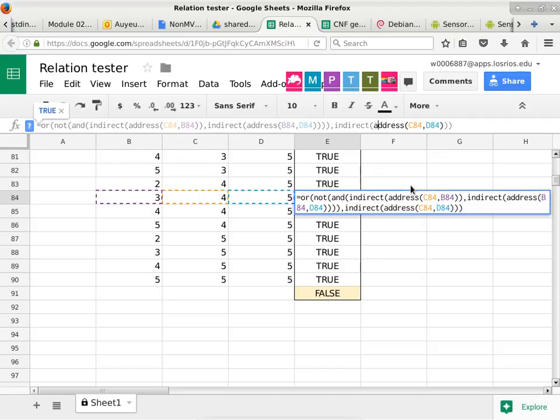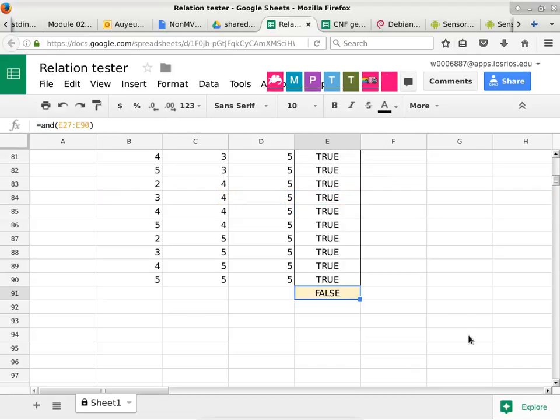So that's why when you look at the equation all the way at the bottom, which is this one here, it is looking at the previous 64 cells and asking, are they all true? Because if any one of those things is false, then you do not have transitive anymore.